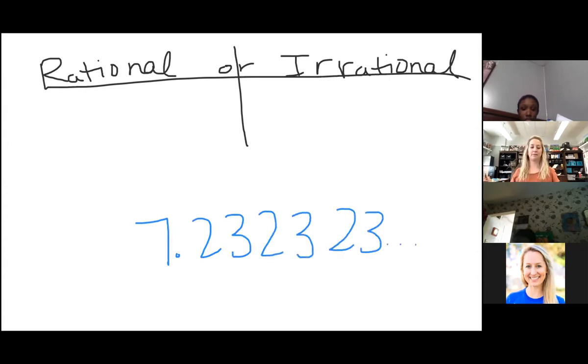7.232323... Rational. That is rational. So if it repeats with a pattern, that ... at the end means that it goes on forever. So if it goes on forever, then you've got to really look and see, does it have a pattern? Rational. Not have a pattern? Irrational. Okay, so that one is rational.